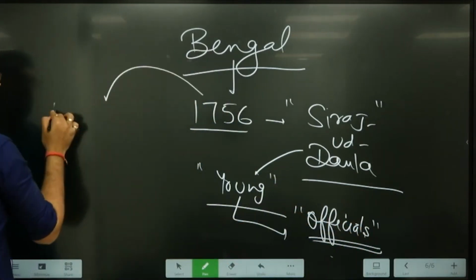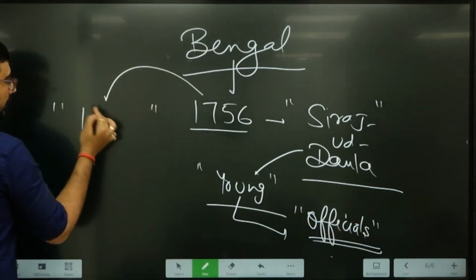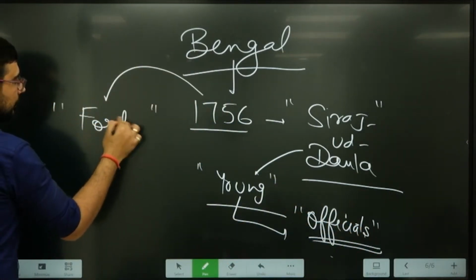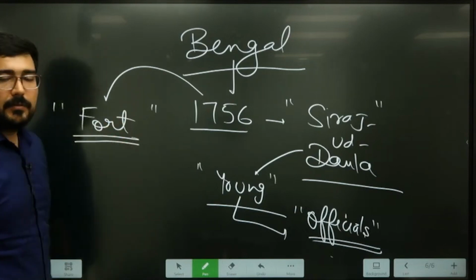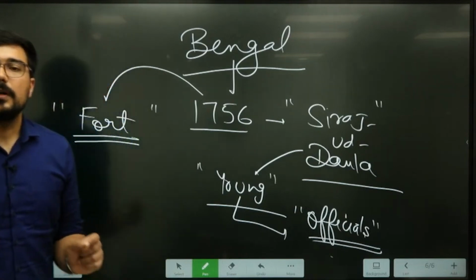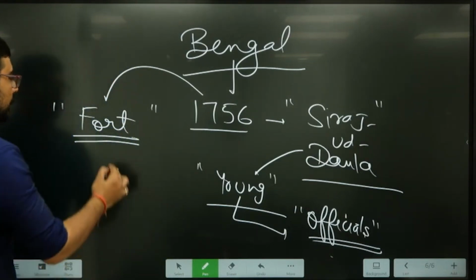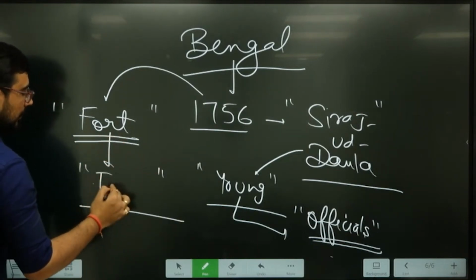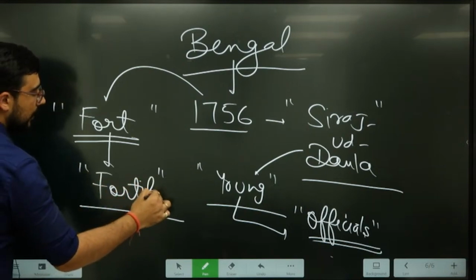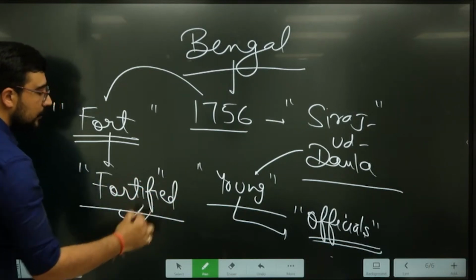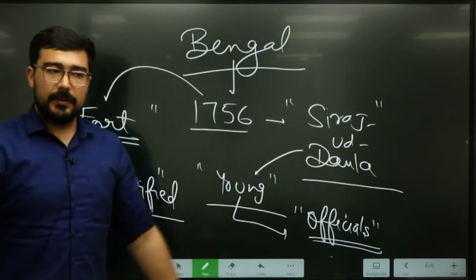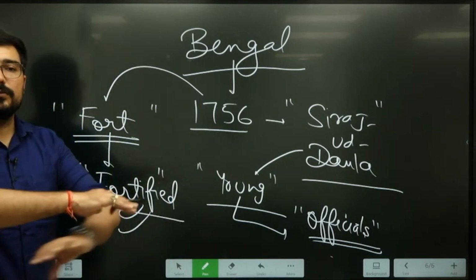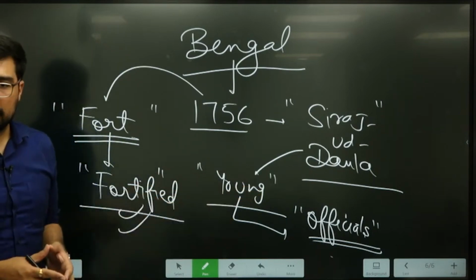In the same year, the fort which was constructed by the British, what was the name of the fort? Fort William. Okay, this fort was being fortified. Fortified means उसको bunker बना के पूरा उसको military weapons setup कर रहे थे. Okay, the fort was getting fortified. उसको पूरा infrastructure को change कर रहे थे वो लोग.